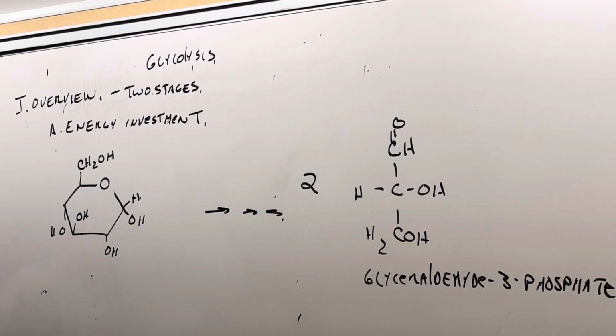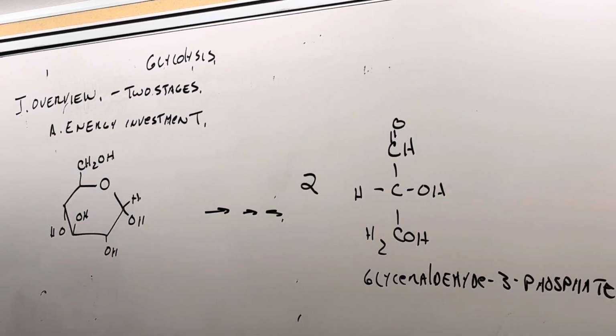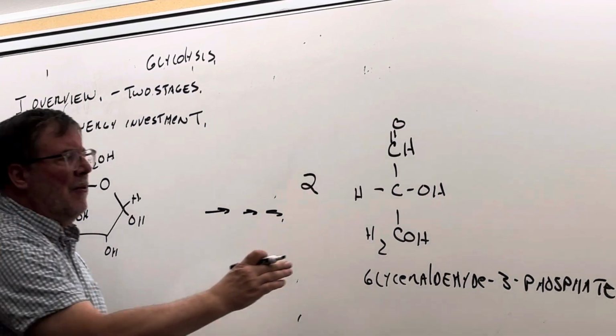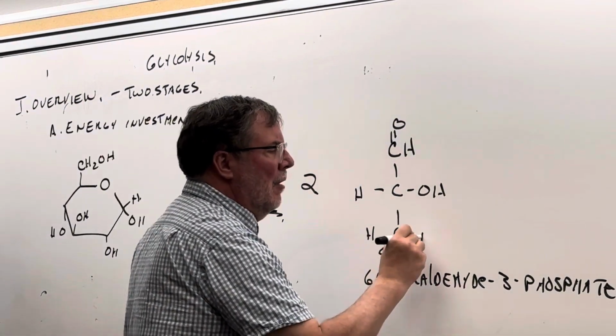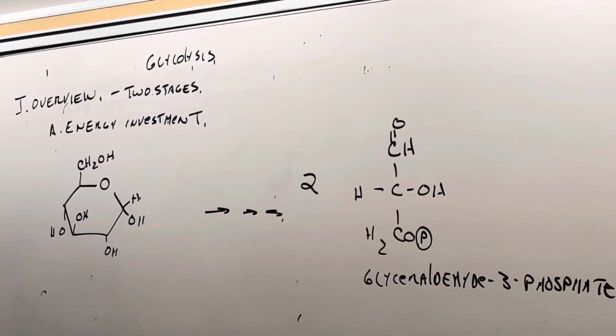So we're going to end up splitting this molecule: 1, 2, 3. We're going to split this bond right there. Except I forgot to put the phosphates on here. OP, and I'm going to put the P with a circle. That's my abbreviation for phosphates.